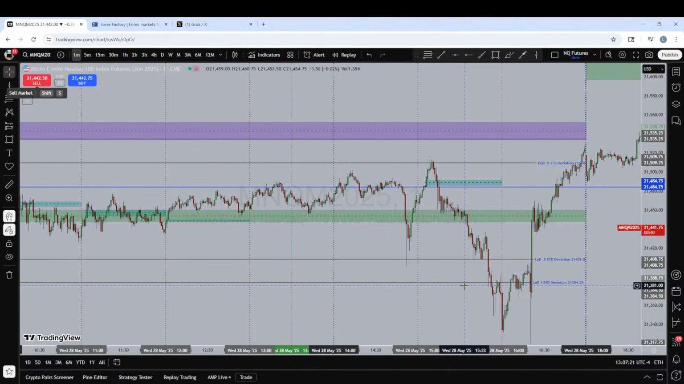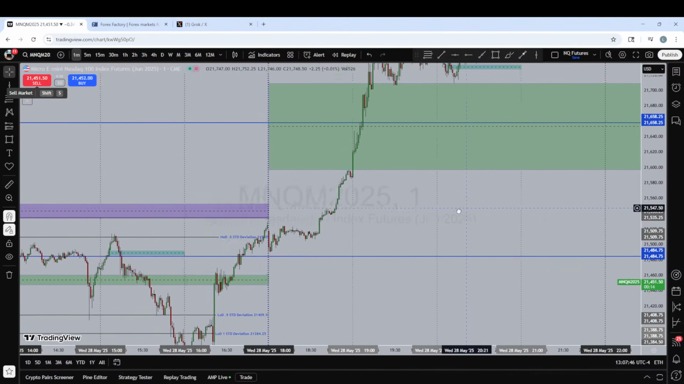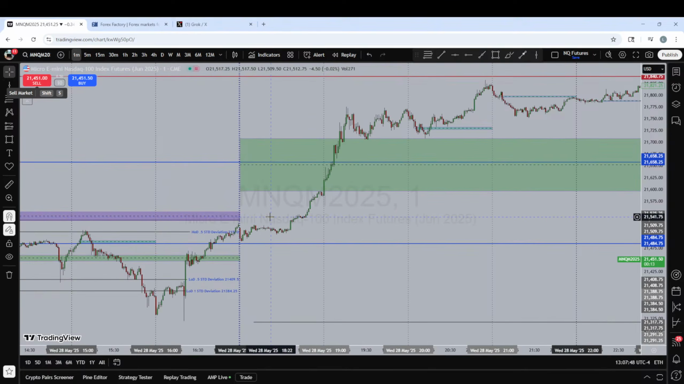Where did it drop to? To the one. I'll guarantee you it came to the 1.5. I don't have the 1.5 here, but it came to the 1.5 and then it went back up. I literally said on the video that I was looking for this as bullish. Look where we closed.